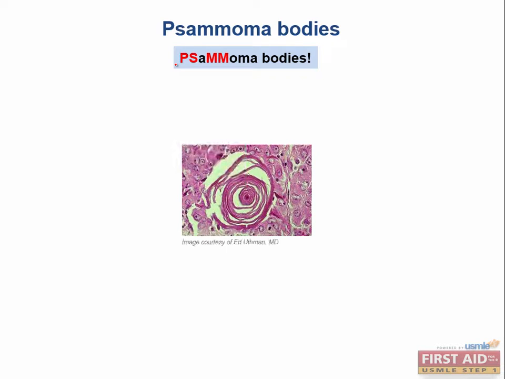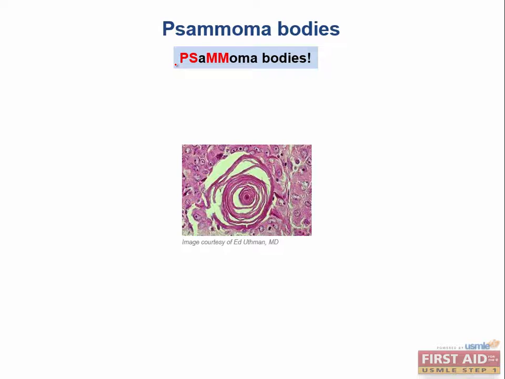Psammoma bodies. I love psammoma bodies. What are they? Well, they're basically whorled calcifications that form when certain types of cancer cells undergo apoptosis and the leftover damaged phospholipids calcify. Do you remember what type of calcification this is from the pathology section? Dystrophic calcification. Good! I did teach you something.